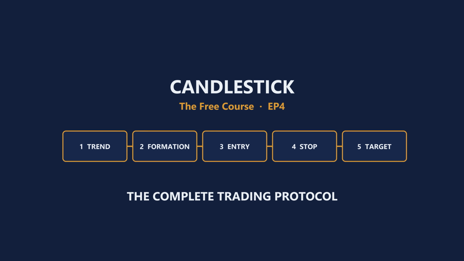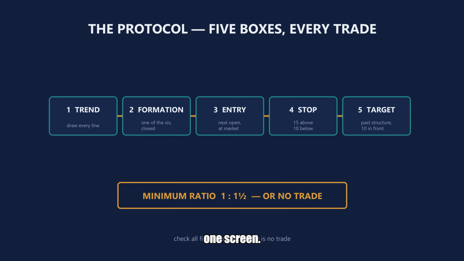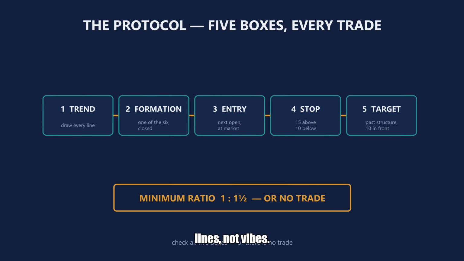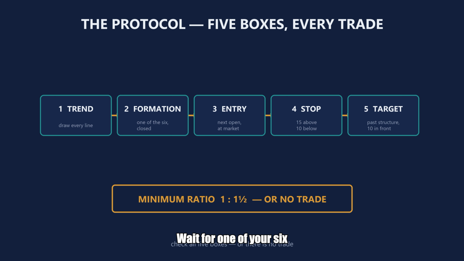Let's build the checklist. Here is the whole protocol on one screen. Step 1. Establish the trend with real trend lines, not vibes. Step 2. Wait for one of your 6 formations to complete in the right location. Step 3. Enter at the open of the next candle, never before the formation closes. Step 4. Place the protective stop, 15 above a bearish formation, 10 below a bullish one. Step 5. Set the target at past structure and check the ratio, minimum 1 to 1.5. 5 boxes. Check all 5 or there is no trade.